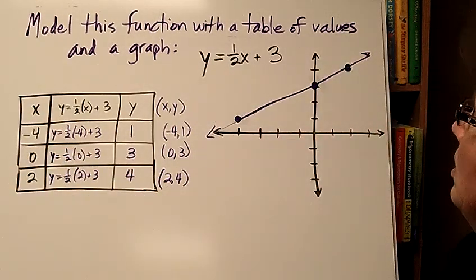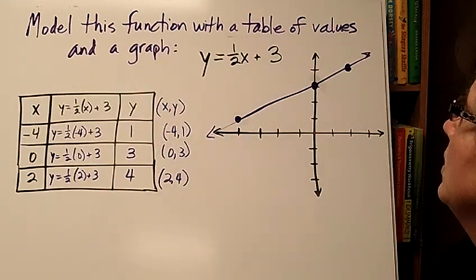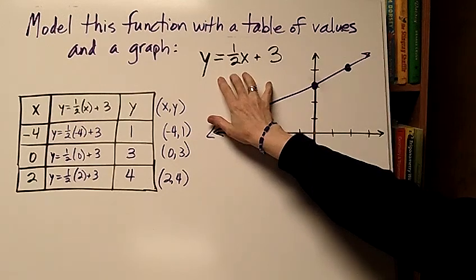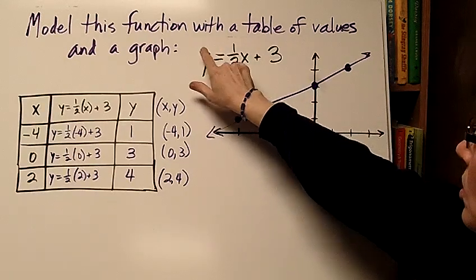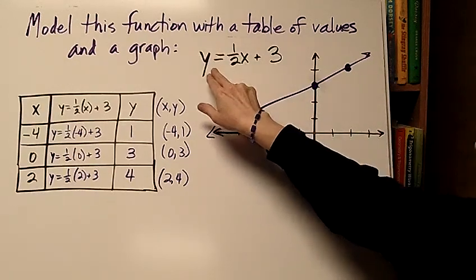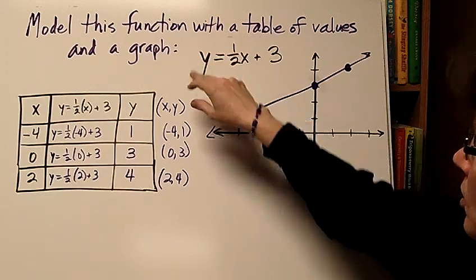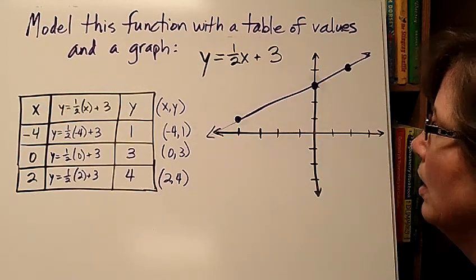To model the function, in this one, we're asked to model a function with a table of values and a graph. Here is our function rule. We're using the y notation. As you know, we could also have listed this as the function of x, because all the values you put in for x will determine your output for y.